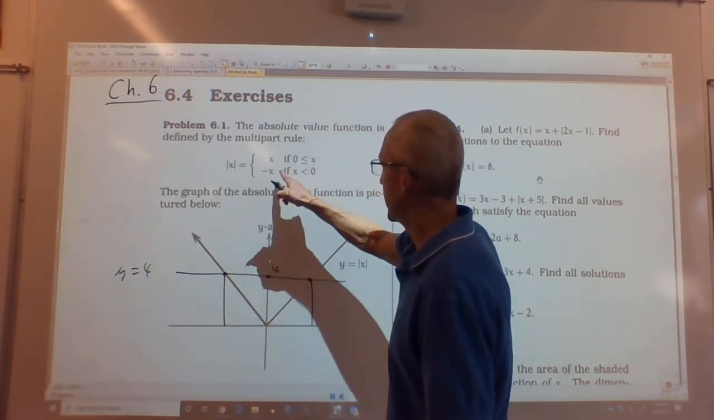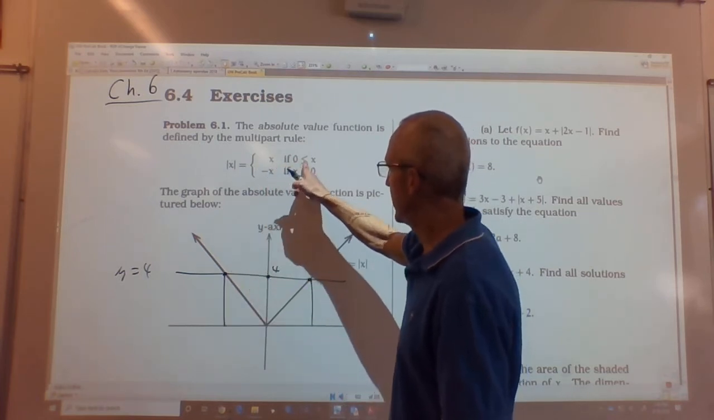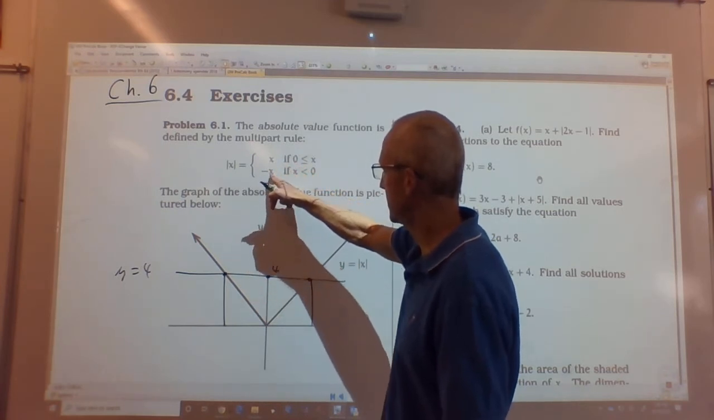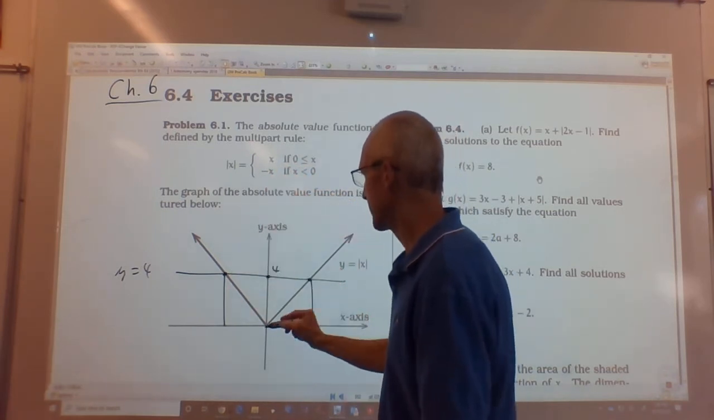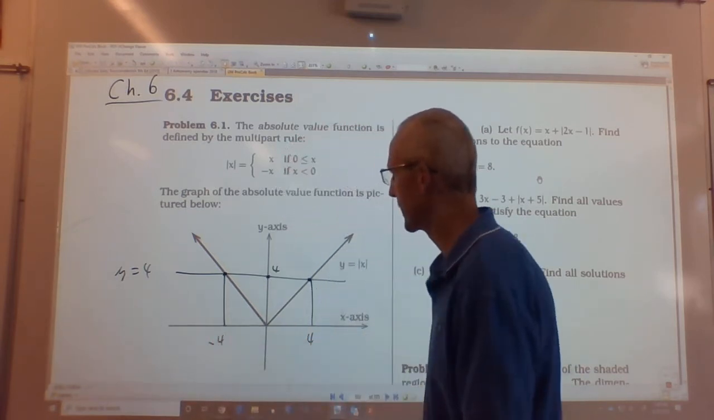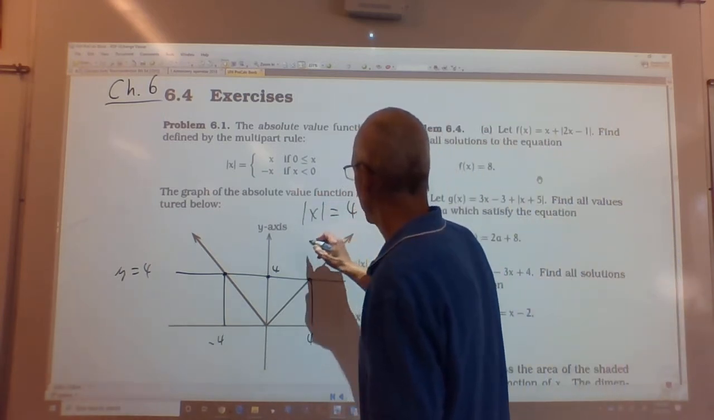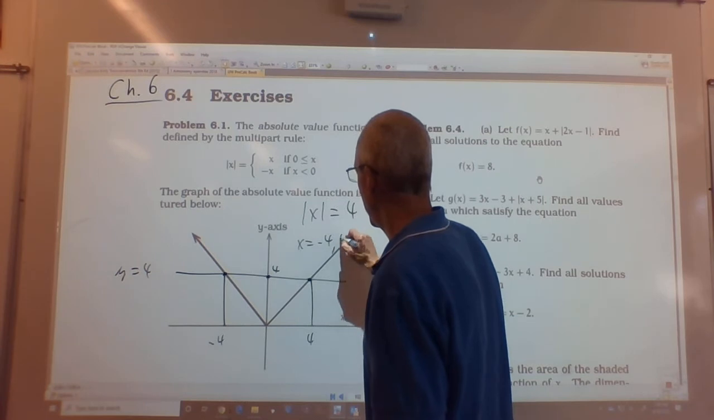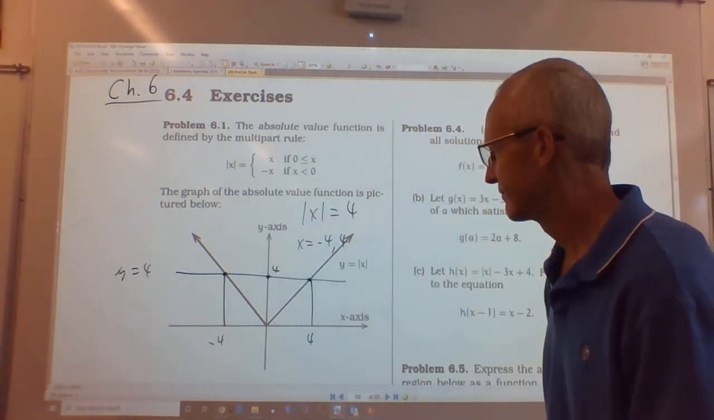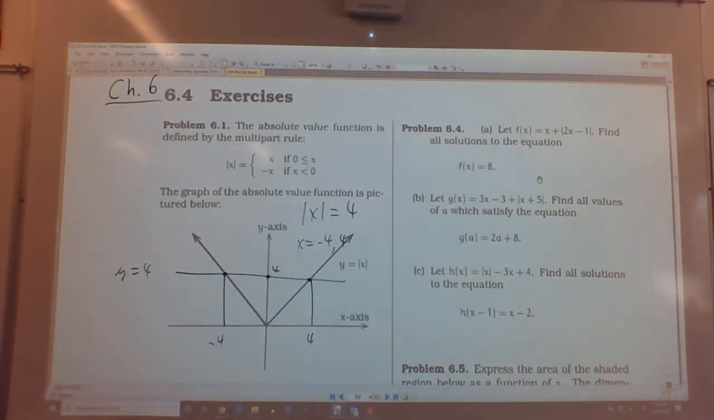So we use this formula, absolute value of x equal to 4. If x is greater than or equal to 0, it's x. If it's less than or equal to 0, it's negative x. So obviously x would be negative 4 and 4. So the absolute value of x is equal to 4, both for x equal to negative 4 and 4, right? Two answers. It's kind of easy, but anyway, that's the idea. So I'll let you figure out the other ones there.